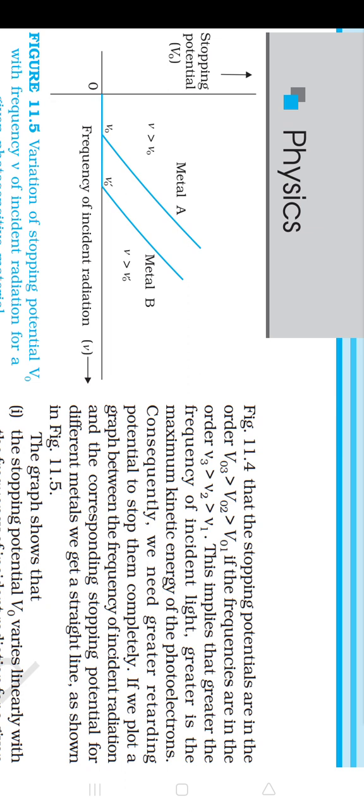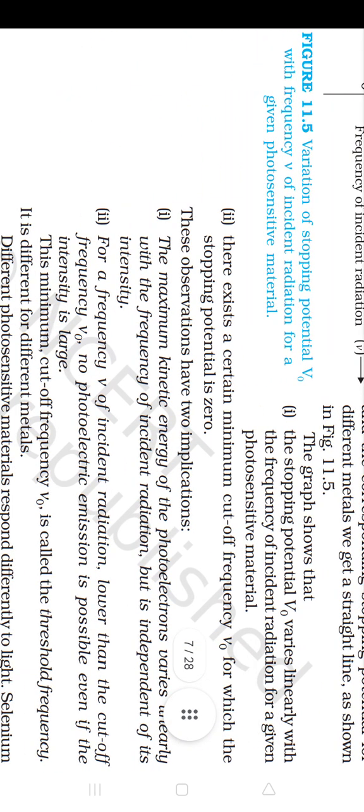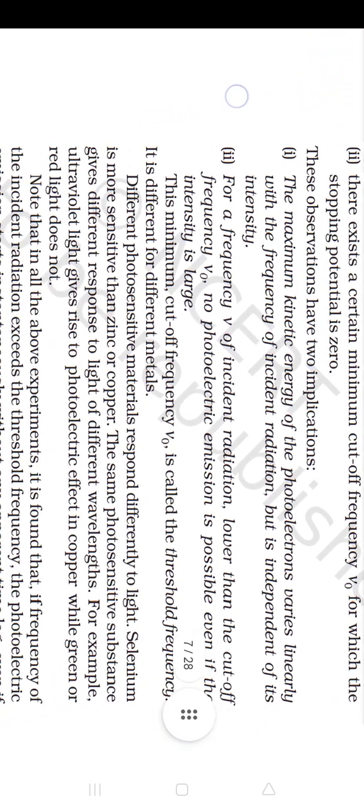If the frequencies are in the order nu3 greater than nu2 greater than nu1, this implies that greater the frequency of incident light, greater is the maximum kinetic energy of the photoelectrons. Consequently, we need greater retarding potential to stop them completely. If we plot a graph between the frequency of incident radiation and the corresponding stopping potential for different metals, we get a straight line. As shown in figure 11.5, the graph shows that: 1. The stopping potential V0 varies linearly with the frequency of incident radiation for a given photosensitive material. 2. There exists a certain minimum cutoff frequency for which the stopping potential is 0. These observations have two implications.